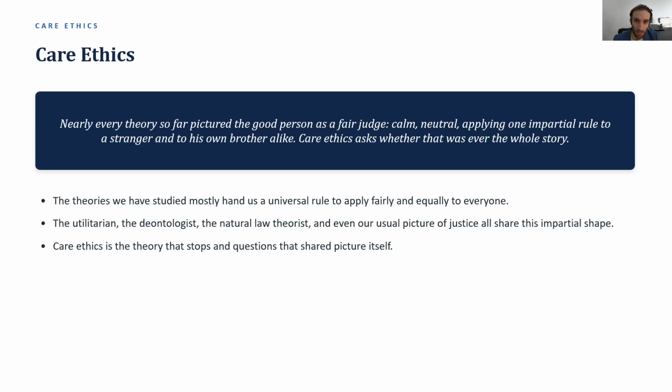Welcome back. For most of this course, we have been asking a certain kind of question. What is the good? What makes an action right? And nearly every theory we have looked at has answered in a similar way. It has tried to hand us a principle, a rule, something we could apply fairly and equally to everyone.